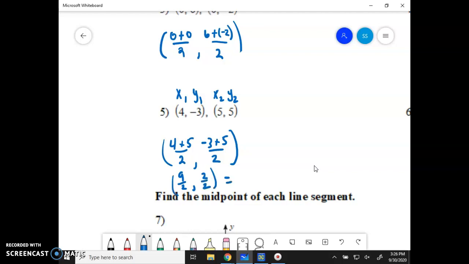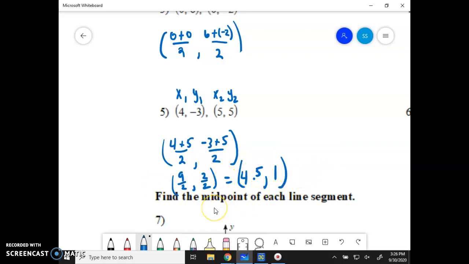And we'll go ahead and convert these. 2 can go into 9 4 times with 1 left over, so it looks like this is going to convert to 4.5, and 2 over 2 reduces down to 1. Okay, so the answer there is (4.5, 1).